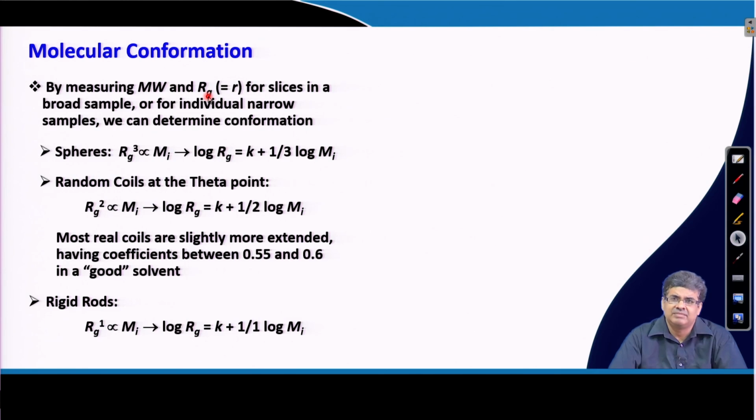In any way, if the molecular size is low, then it will be a flexible coil of roughly spherical shape. Now, we know that for a sphere, Rg cubed is proportional to molecular weight. For a random coil at theta point, Rg squared is proportional to molecular weight, and for a rigid rod, Rg is proportional to molecular weight.